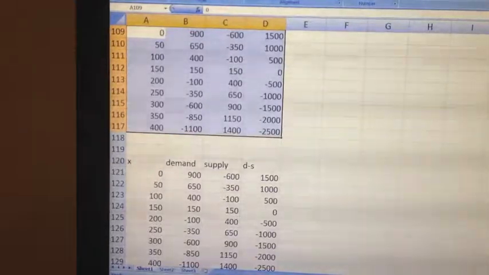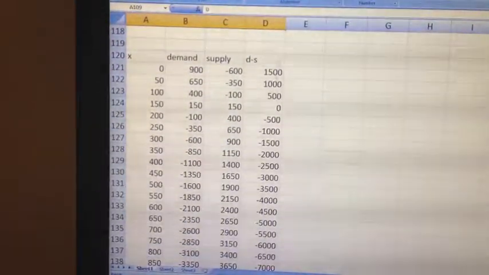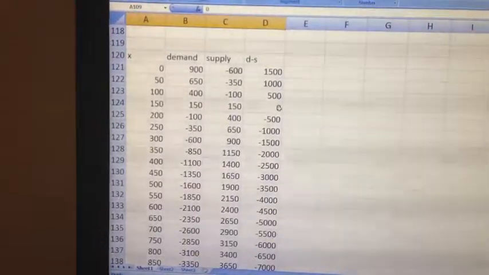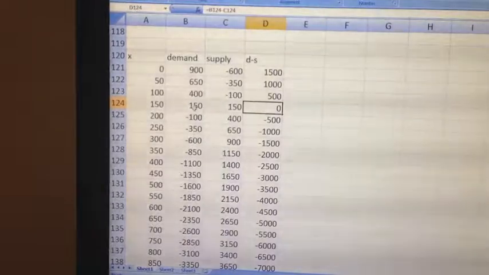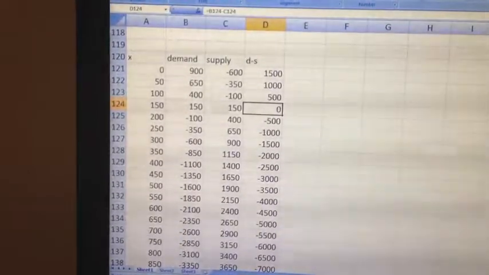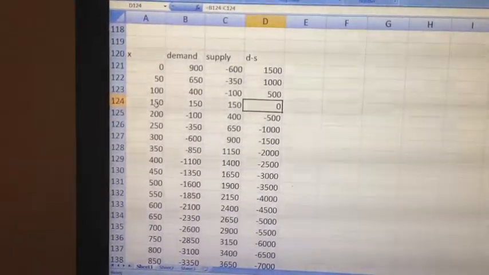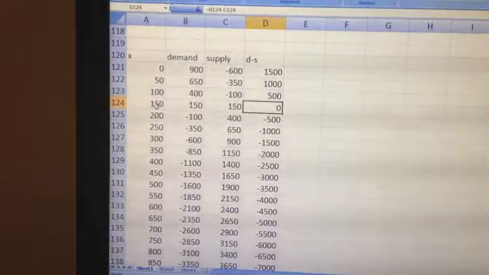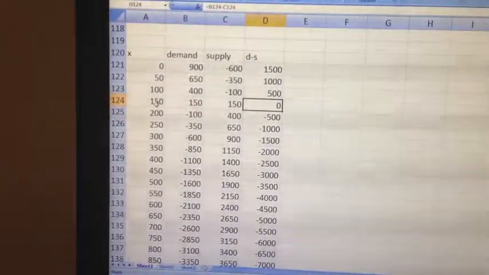So we're going to look for this here. We're going to go through our chart, and we can see as we go down that right here our D minus S equals 0, and also that our demand and our supply are the same number. They're both 150 and X is 150, which means that in order for there to be no shortage and no surplus, we would have to sell 150 Nooks.